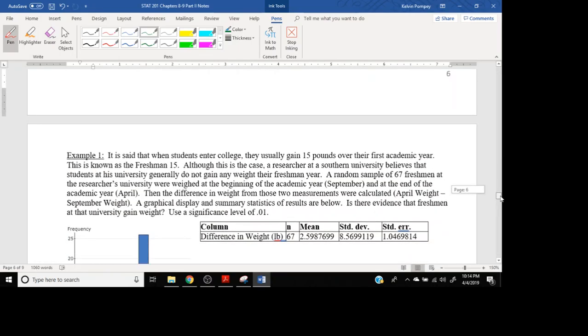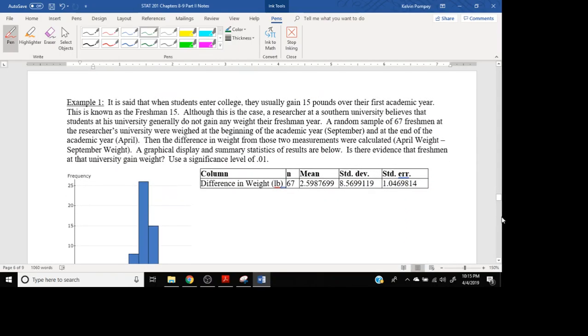So let's look at an example. It is said that when students enter college, they usually gain 15 pounds over their first academic year. This is known as the freshman 15. Although this is the case, a researcher at a Southern university believes that students at his university generally do not gain any weight their freshman year.